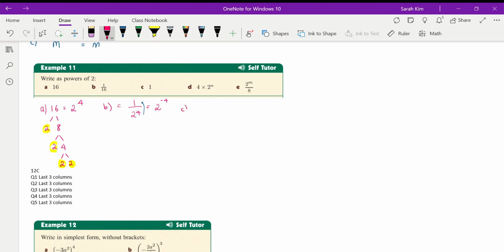Right, C, anything to the power of 0 is 1, so your 2 to the power of 0 will end up being 1, so that's your answer.